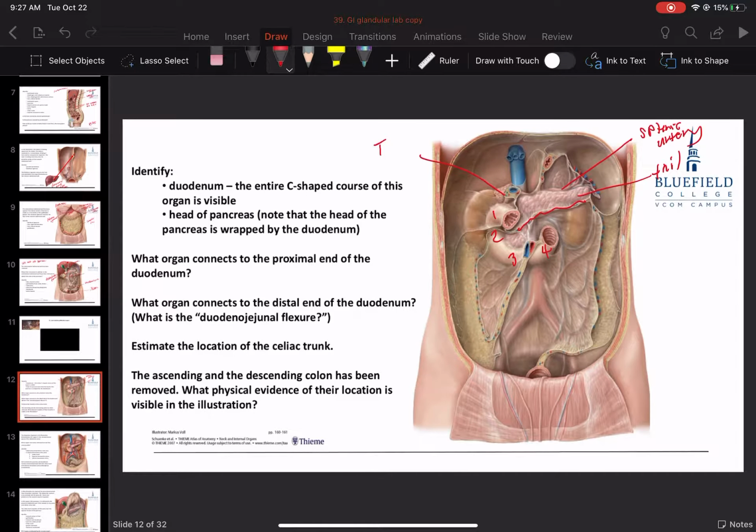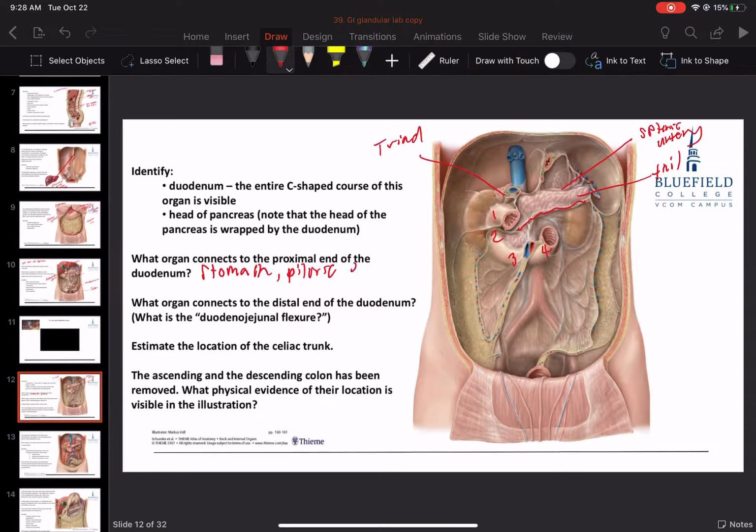What organ connects to the proximal end of the duodenum? Stomach? What organ connects to the distal end of the duodenum? Jejunum? Estimate the location of the celiac trunk. Can you say the answers? So, what organ connects to the proximal end of the duodenum? I've heard stomach, the pyloric end of the stomach would attach to the proximal end of the duodenum.